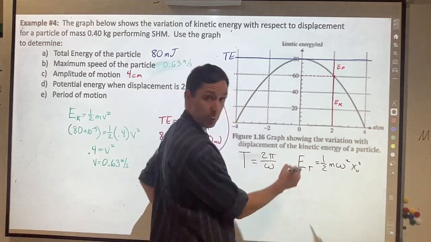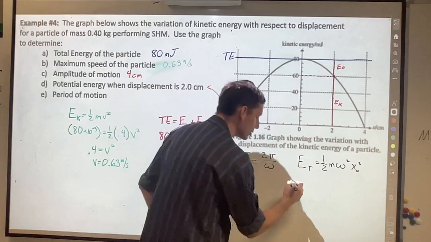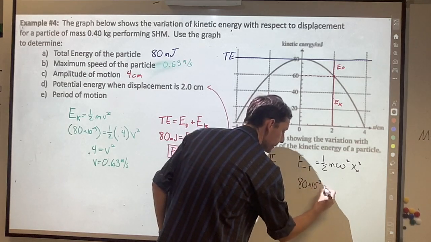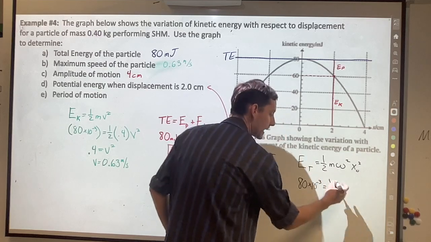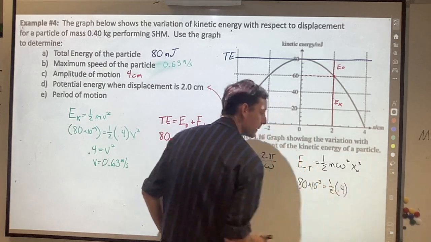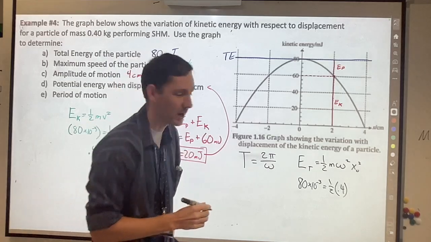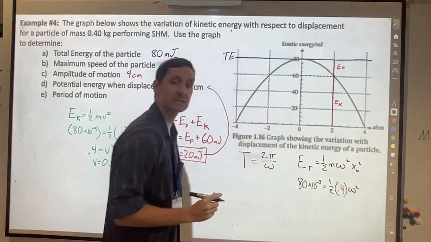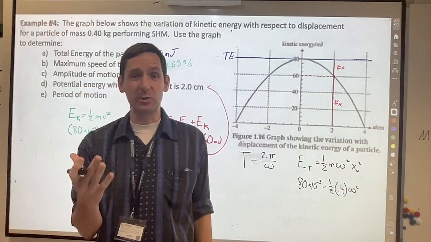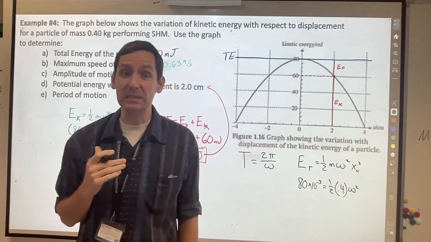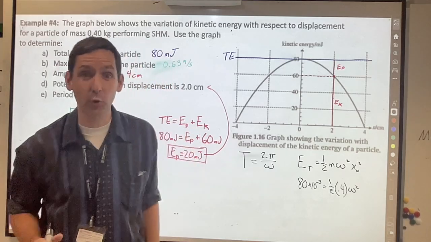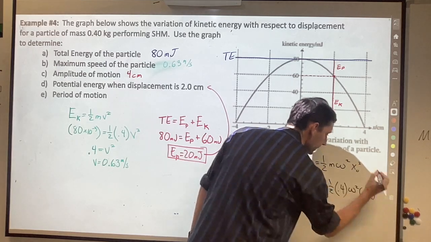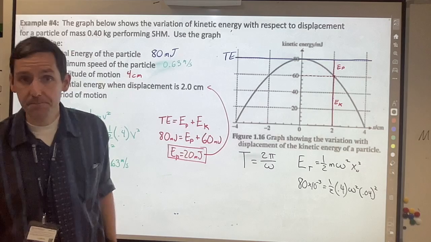So the total energy, we already know that. That's the 80 millijoules. So I'm going to go ahead and put in 80 times 10 to the negative third equals 1/2 times the mass, which is 0.4, times omega squared. That's what I'm trying to solve for here. So I'll leave the omega squared times x naught squared. x naught is the amplitude, the maximum displacement, and I already know what that is. That's 4 centimeters. So I'm going to put in 0.04 squared, just like that.